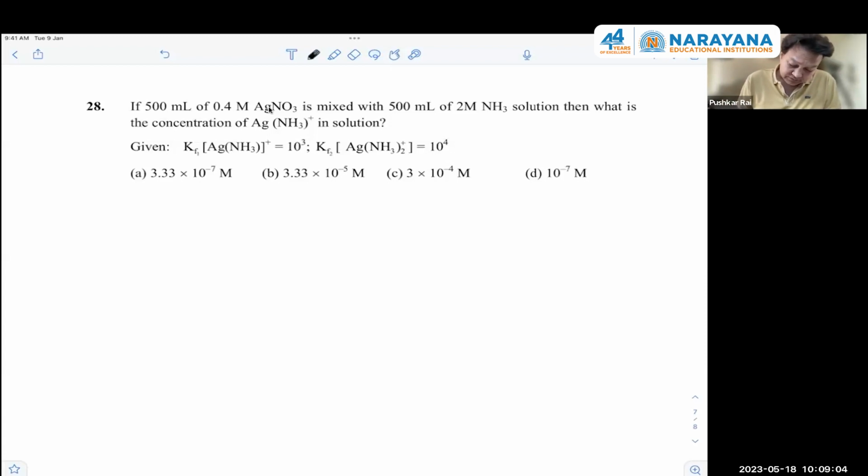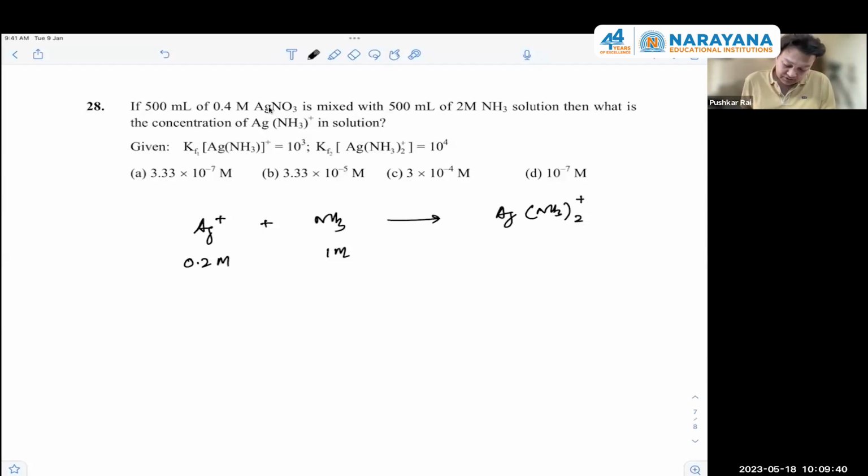Okay. See this question. What kind of question is this? AgNO3 is mixed with NH3 solution. Then what is the concentration of Ag plus in the solution? So first of all, this is AgNO3, Ag plus, you are mixing with NH3. What you need to do, this is 500 ml 2 M. If you mix these solutions, it will become 0.2 M and this will become 1 M. And they should react to form what? Ag(NH3)2 plus.